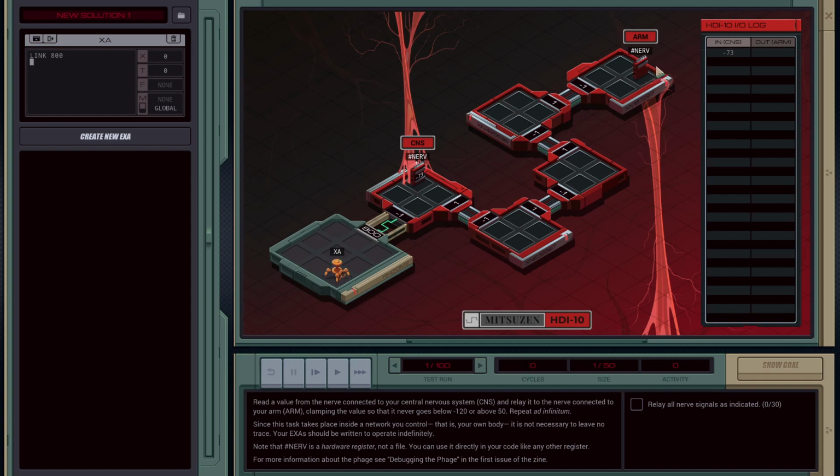So is there... I'm confused though, because there's an in and an out. Do I need to even move anything anywhere? Like, can I just say... yeah, I'm so confused. I need to clamp the value so that it never goes below negative 120 or above 50. What does that mean? Clamping the value so that... Like, does that mean that... I don't understand, actually.